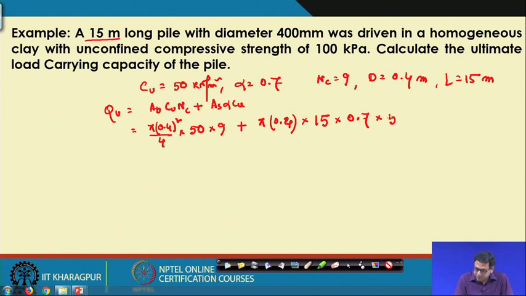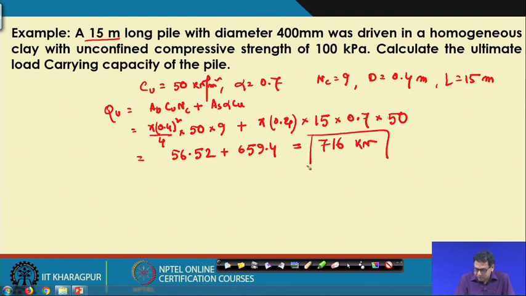So, the Cu value is 50. So, I will get the total 56.52 plus 659.4. That is equal to 716 kilonewton.